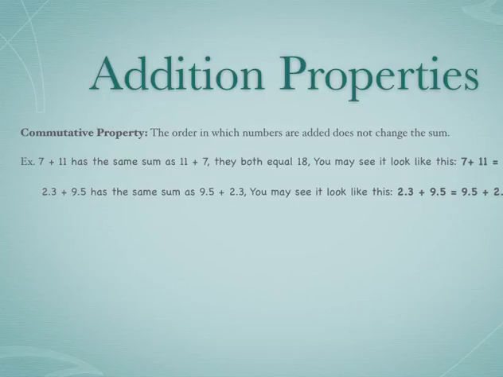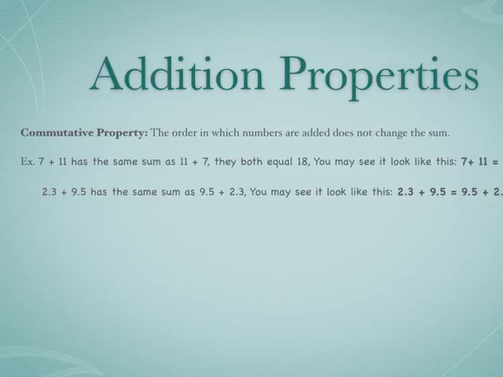Commutative property: the order in which you add does not change the sum. So for example, if you have 7 plus 11, if you flip that and do 11 plus 7, they both equal 18. So you may see it look like this: 7 plus 11 is equal to 11 plus 7. That just means that the sum is 18, that the sum is equal no matter what arrangement you have.